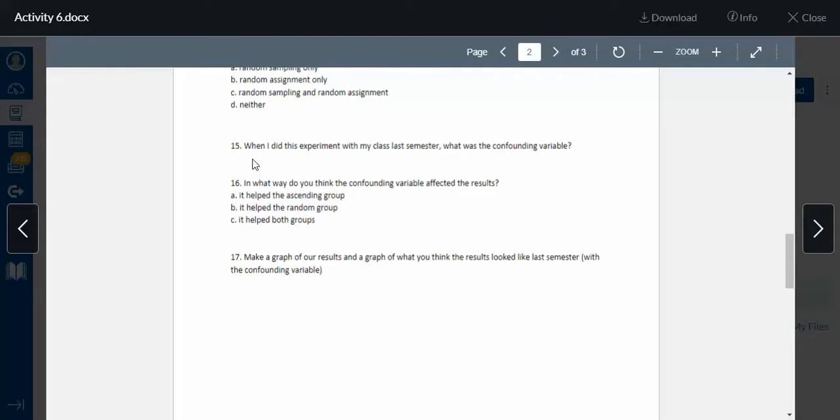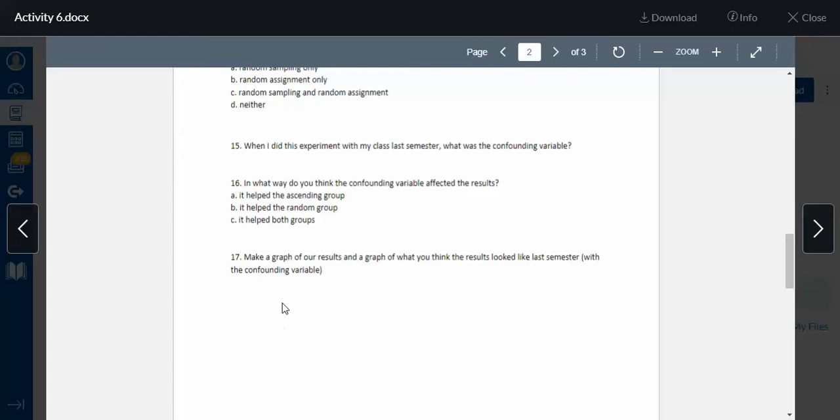So think about what variable was not controlled like it should have been, and that is the confounding variable. The confounding variable is the unwanted difference. So think about, in what way do you think the confounding variable affected the results? Well, if the random group heard it twice and the ascending group heard it once, just think about which group had the unfair advantage, and that would be the answer.